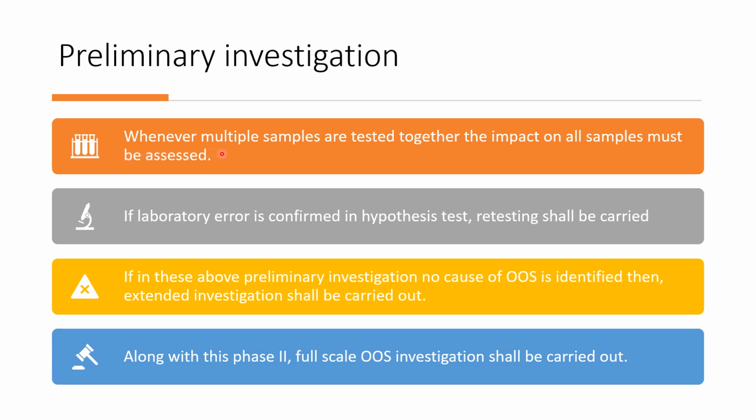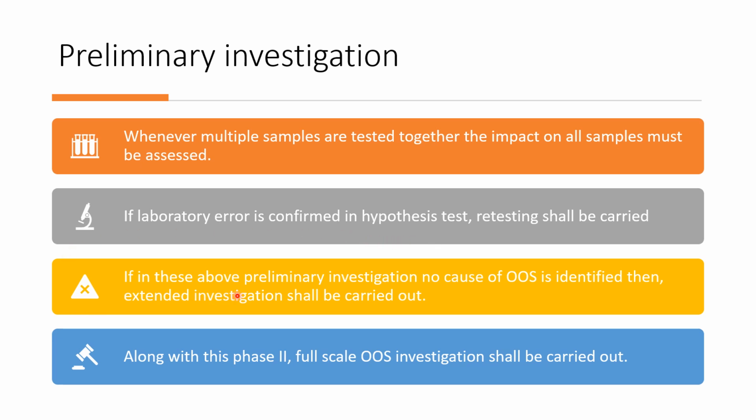So whenever multiple samples are tested together, the impact on all samples must be assessed, right? So if analysis is performed for more than one batch, then impact assessment on all those samples should also be done. If laboratory error is confirmed in hypothesis testing, then retesting shall be carried out, right? So if any laboratory error is identified, then retesting of the OOS batch and all impacted batches shall also be performed.